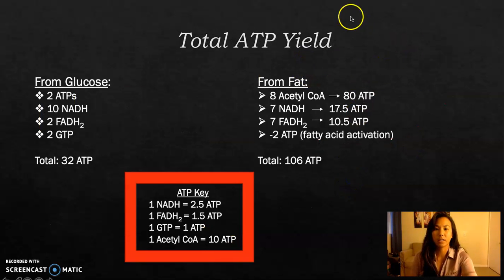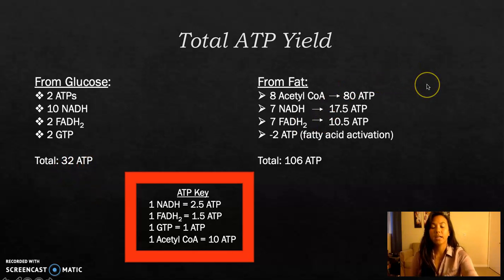Now here we have the total ATP yield from both pathways. From glucose, we'll have the 2 ATPs from glycolysis, and then the 10 NADH, the 2 FADH2, and 2 GTP, all from the Krebs cycle. So right here we have the ATP key I added here, where it says the NADH is 2.5 ATP and so on and so forth. So doing that math, the total ATP yield from glucose is 32 ATP.